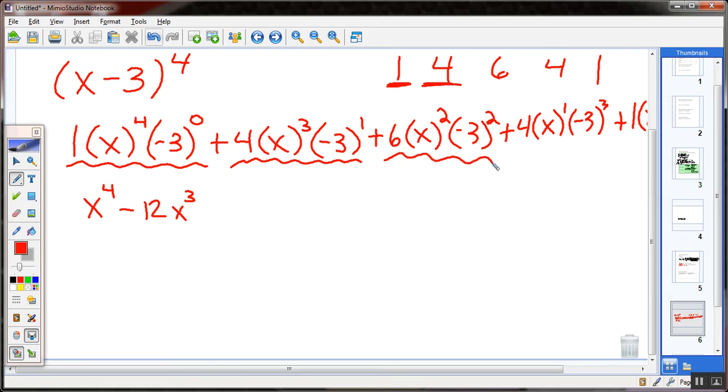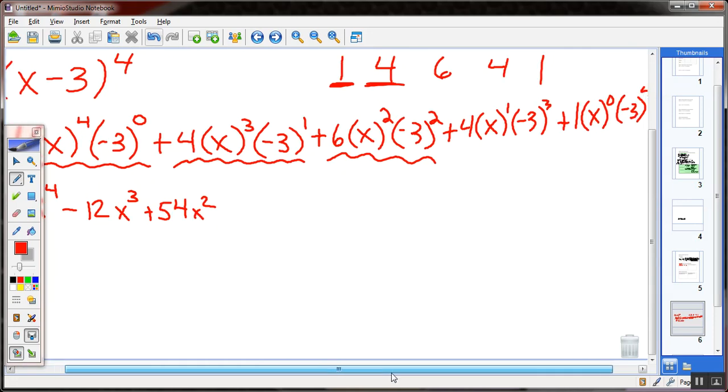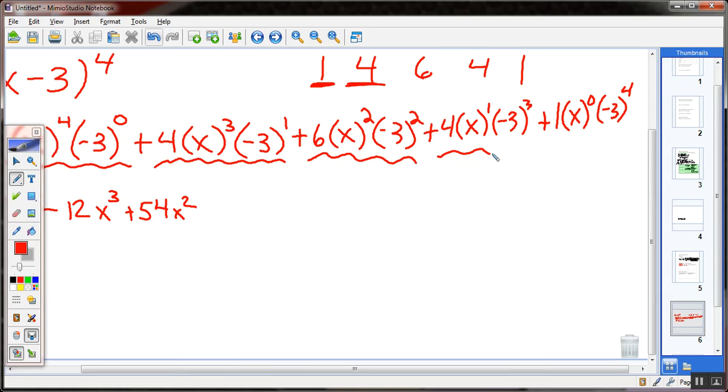Third term. Help me out, kids. What's negative 3 squared in this third term? 9 times the 6? 54. 54 what? Positive 54x squared. So I'm going to write plus 54x squared. Okay, next term. We're getting there, kids. What's negative 3 to the third? In other words, negative 3 times negative 3 times negative 3.